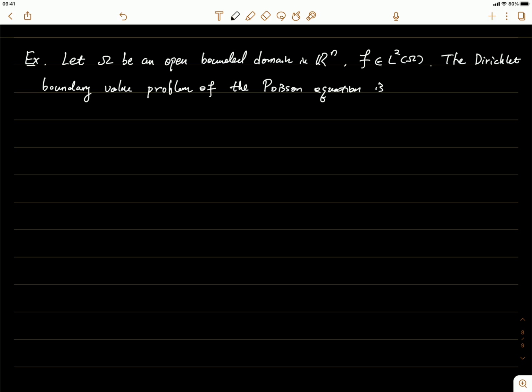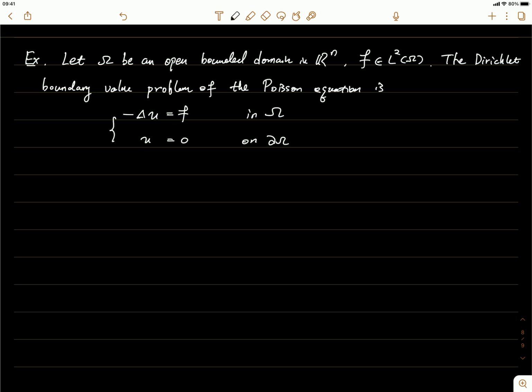So the problem itself contains two parts. One part is the PDE. The other part is the boundary value. So the PDE is the Poisson equation, which is this. And the boundary value is that, let's say for simplicity, we first consider the case where u is 0. So inside the omega, the u must satisfy this PDE in the first row. And on the boundary of the omega, the u is 0.